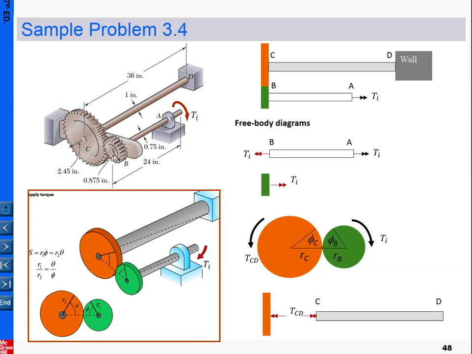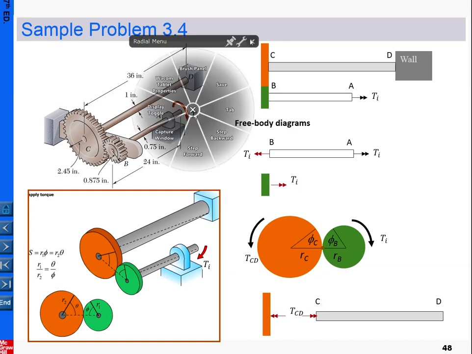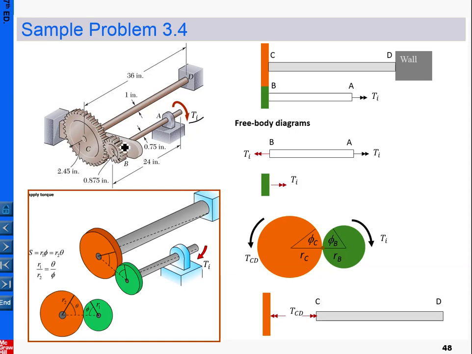Again, we're starting from our input, which is T_I here. So we take the free body diagram of shaft AB like this one. By action and reaction, we have T_I here. Under these situations, you should be able to right away determine the stress in AB. The maximum is basically TR over J. Because we're going to find the maximum, R should be equal to the radius of shaft AB, so R equals c, and c equals 0.75 divided by 2.